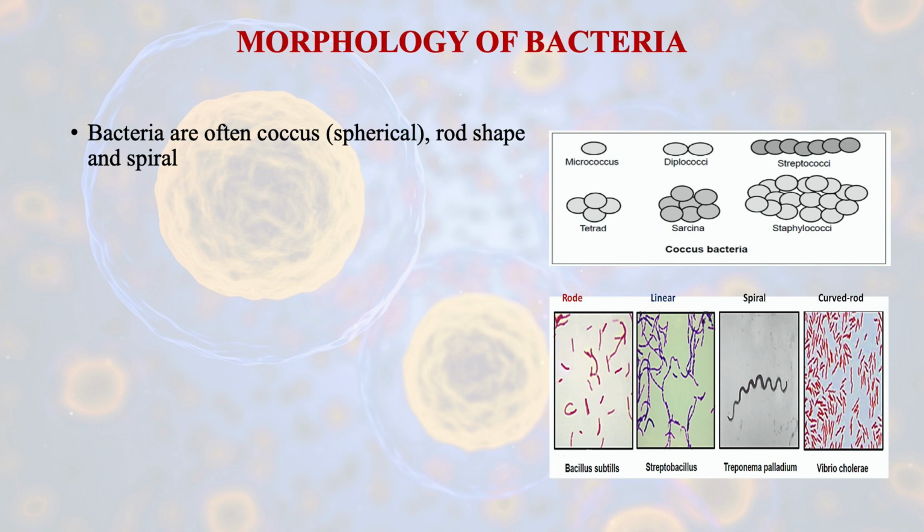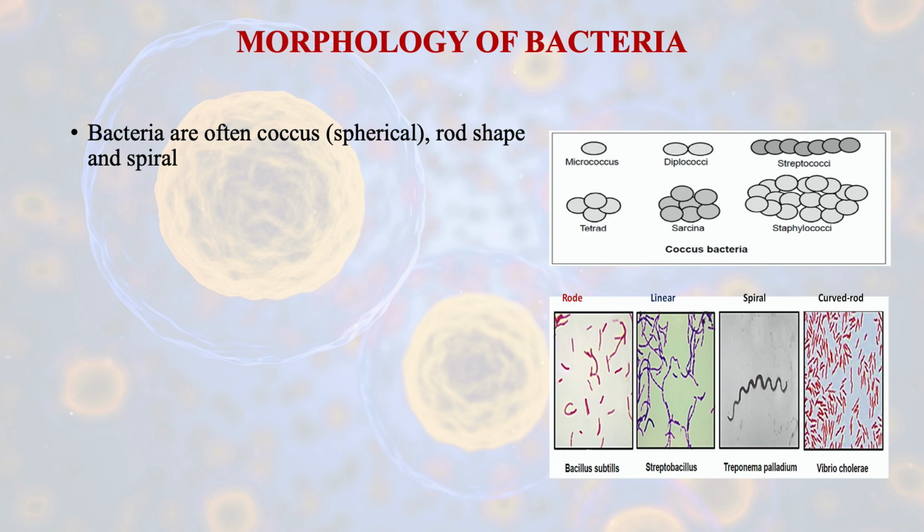Now let's come to the morphology of bacteria. There are three types of morphology of bacteria: coccus, rod shape, and spiral, and some bacteria are curved in shape. Here you can see that coccus bacteria are spherical, and they can also form chains or groups. Some bacteria make a single cell colony, some make multiple colonies, and they can also arrange in a chain form.